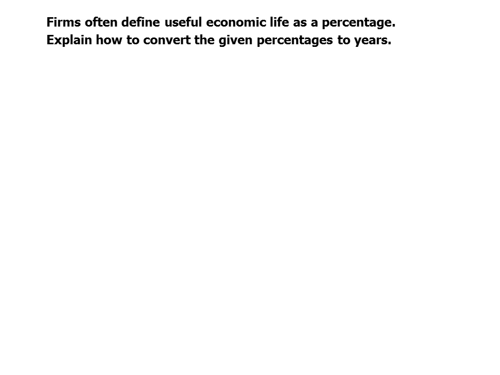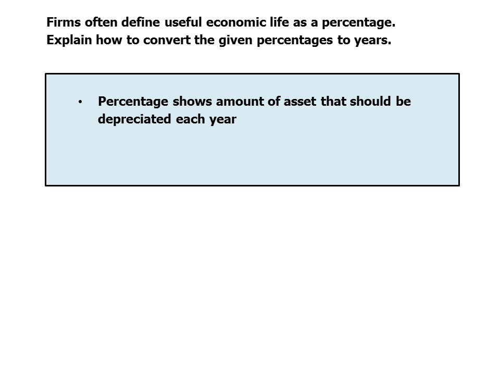Firms often define useful economic life as a percentage. Explain how to convert the given percentages to years. The percentage shows the amount of an asset that should be depreciated each year, and to calculate useful economic life we need to take the reciprocal. So UEL equals 1 divided by percentage rate.